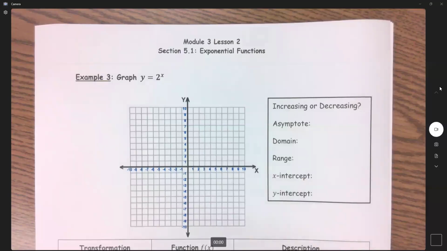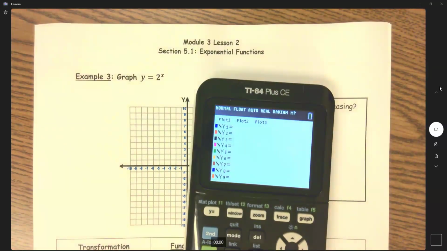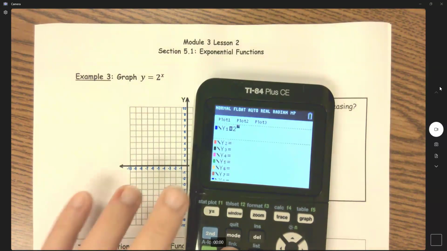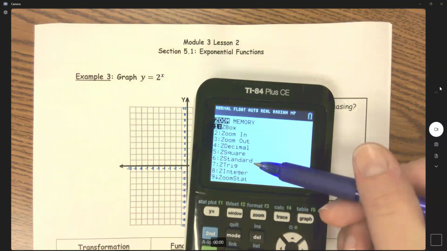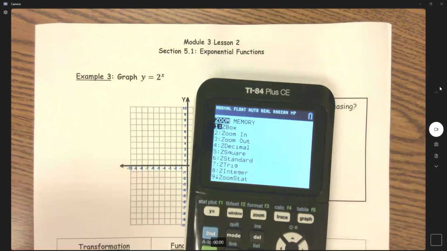Now let's get into the graphing portion of this lesson. Example 3 is just very clearly: graph y equals 2 to the x power, and then we're going to answer these questions over here in this box. So let's use our calculator. We're going to put 2 to the x power. I'm going to go Zoom 6 for a standard, since that's what this graph here is.